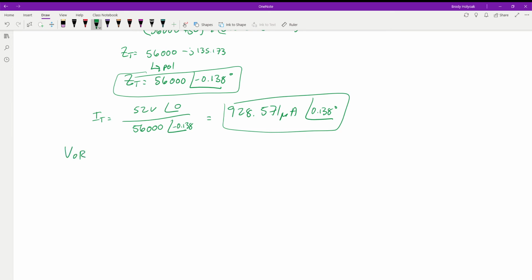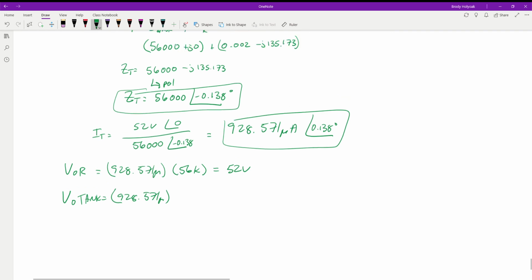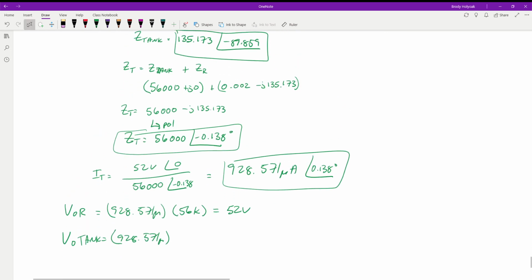Voltage out of our resistor is the 928.571 micro multiplied by 56K, which is just undoing the previous step. So that's going to equal 52 volts on the money. V out across our tank is the 928.571 micro multiplied by the impedance of the tank, 135.173, and that's going to give us 0.125 volts.